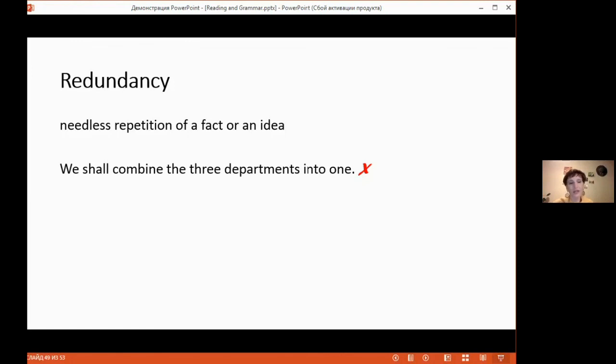Obviously, combine means to make one of many, and already implies that there will be one thing as a result, and consequently, into one is not correct. We should say we shall combine the 3 departments, and the situation will be clear from that. The use of into one is redundant, not needed at all.